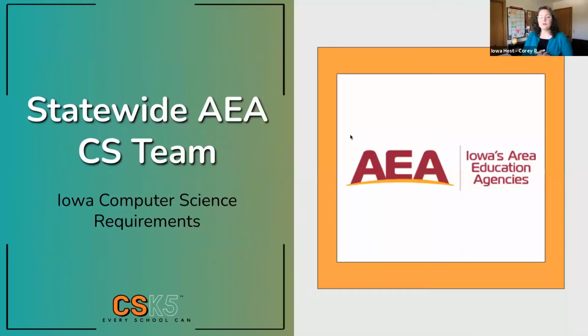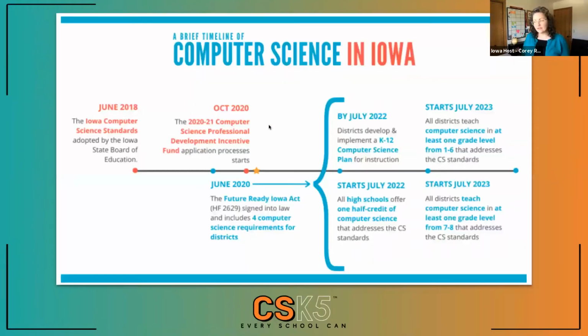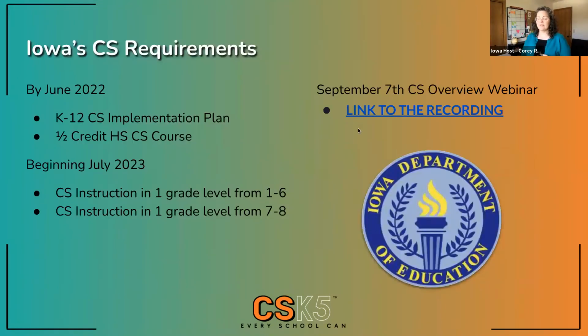So we want to share with you that in Iowa, we have requirements for computer science. Hopefully you've heard this before, but a quick overview is that this summer, districts in Iowa need a K-12 plan. We believe, just like you've heard already this afternoon, that K-5 is a strong piece of having that K-12 plan. And I believe you also heard that the script plan will help you to create that. We'll talk about what Iowa's AEAs are doing to support you with that work.